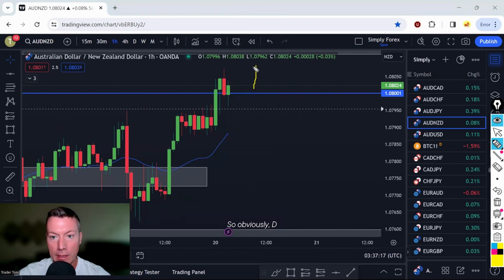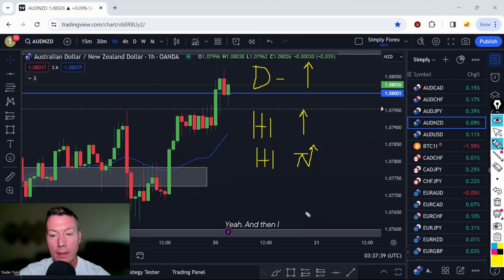Obviously D for day, your direction is to buy. Then on the H1, I need to see an H1 uptrend. I want to see an H1 break of a high. And then I also need price to be above the moving average 20. Remember, this is all for buys. It would be the opposite for sells. It would be downtrend, break of a low, and price below the moving average 20.